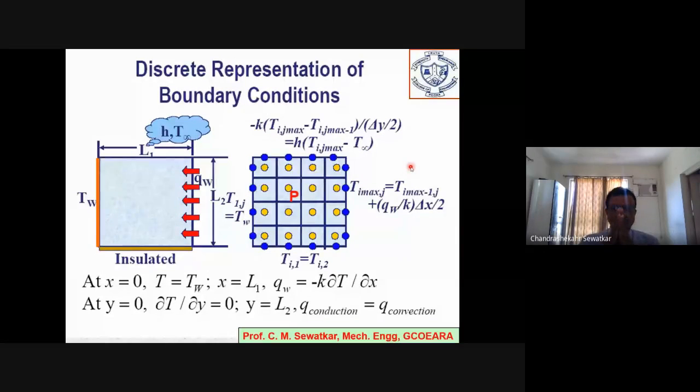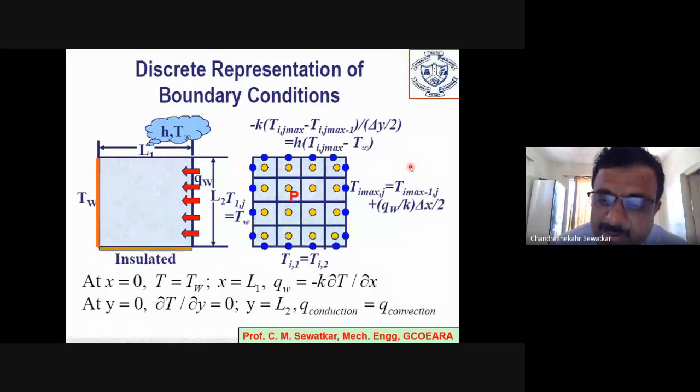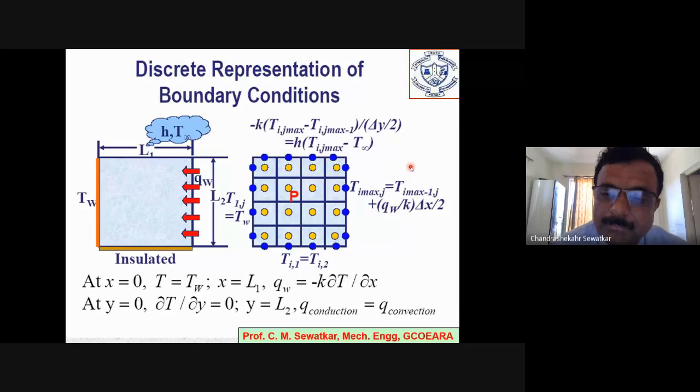So far what we have done, we have discretized the domain, then we have discretized the equation also. But then it is essential to discretize the boundary conditions as well. Many times it is possible that the boundary conditions are available to you in a form which my computer does not understand. Let's say, for example, here, this is an insulated boundary.